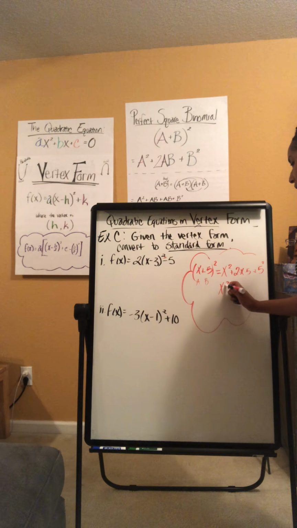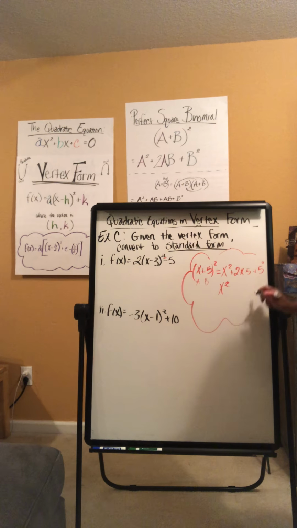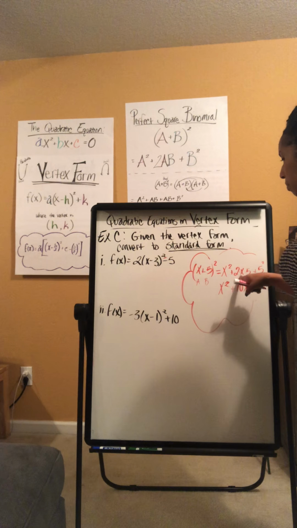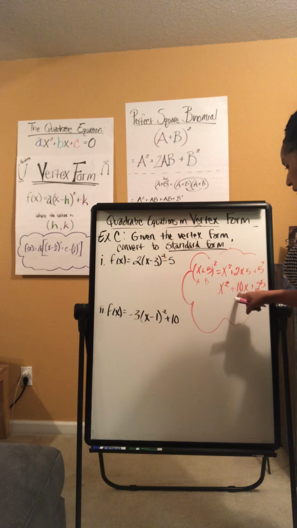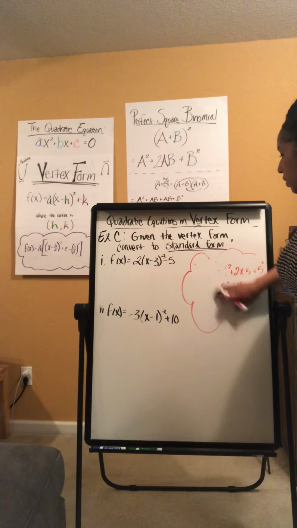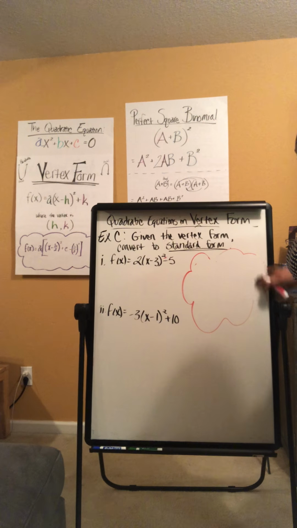It's going to be an x squared, 2 times x times 5 is 10x, and then 5 squared is 25. Essentially, all you're doing is you're going to double your middle term to get the 10, and then you're going to square the last term. All right, so the more we do, you'll see this pattern.